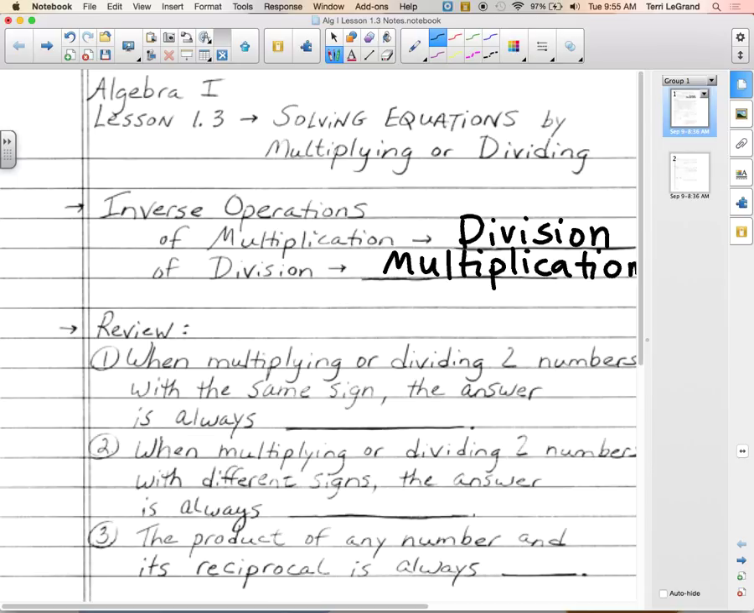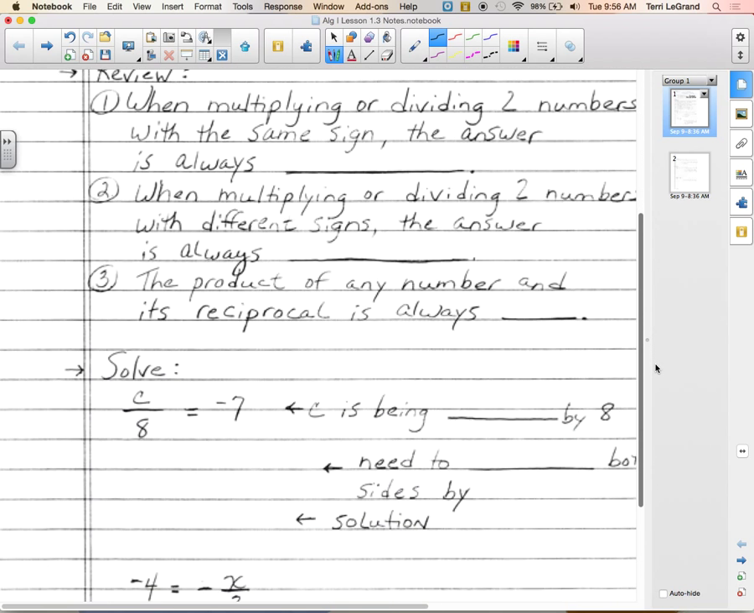We can't undo multiplication with addition. Even though multiplication is like a shortcut of addition sometimes, we can't undo it with addition. So we want to talk about what kinds of operations undo each other. So review. This is something that we should already know without our calculators, okay? Don't use those calculators unless you really need to.